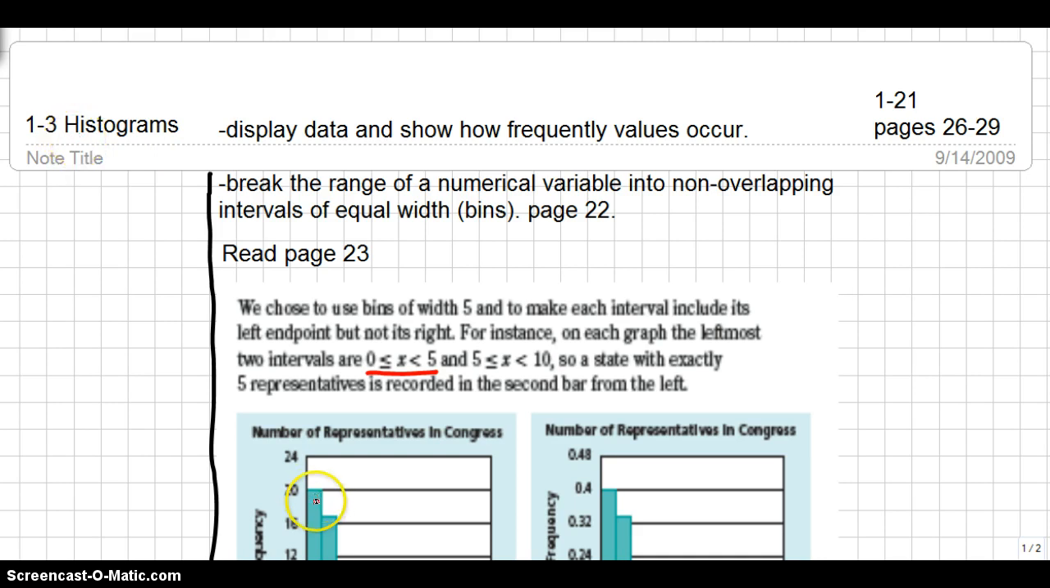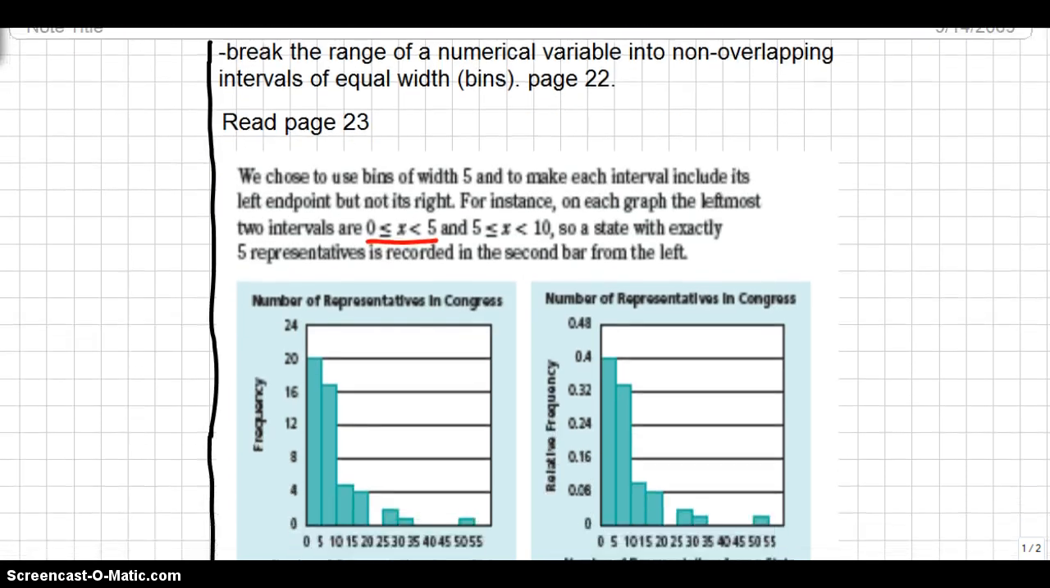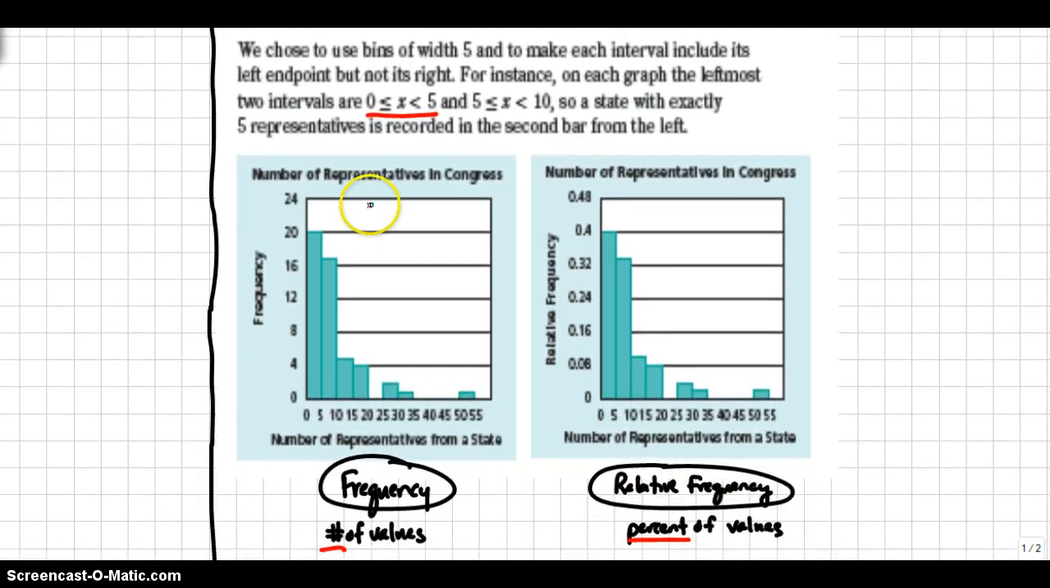In a histogram, you'll see in just a moment when we scroll down that the bars are always right next to each other. The data is displaying how frequently values occur, and it breaks up the range into a numerical variable and its non-overlapping intervals of equal width called bins. Students who need further details about making histograms should read page 23. I don't think it's necessary for students to copy any of this information.